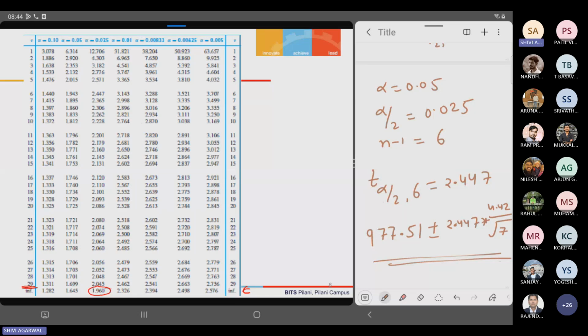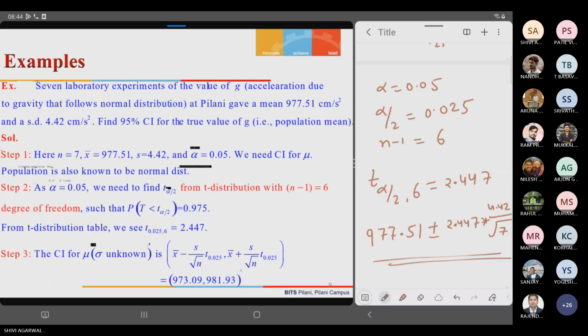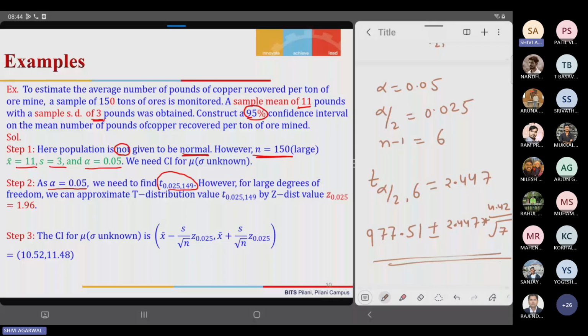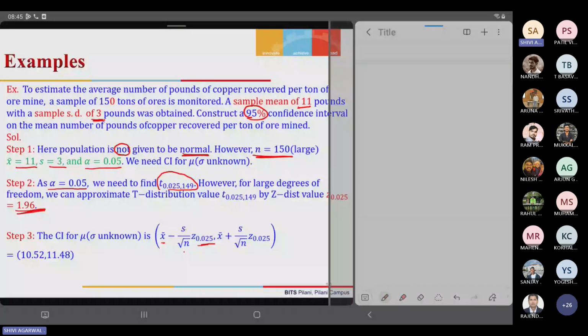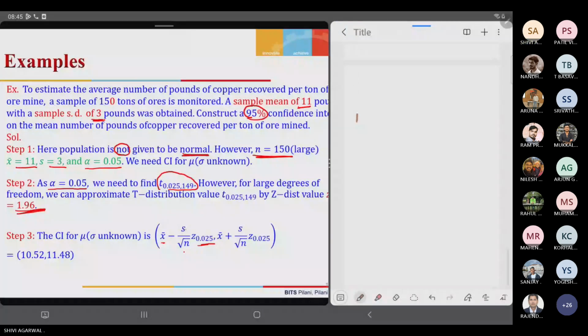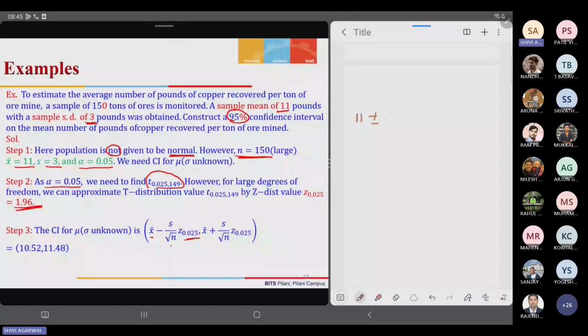Okay, so in this question we are saying it is 1.96. Now we can substitute the value: x bar, we know s upon under root n, t of 0.025. So again I am writing the information here. The formula is what? x bar is 11 plus minus what is the value here? 1.96 multiplied by s. s is what? 3, square root of n, that is 150. So from that you can get the values 10.52 and 11.48.